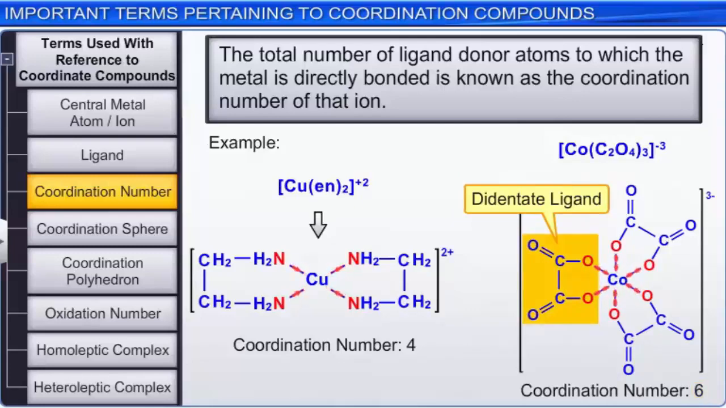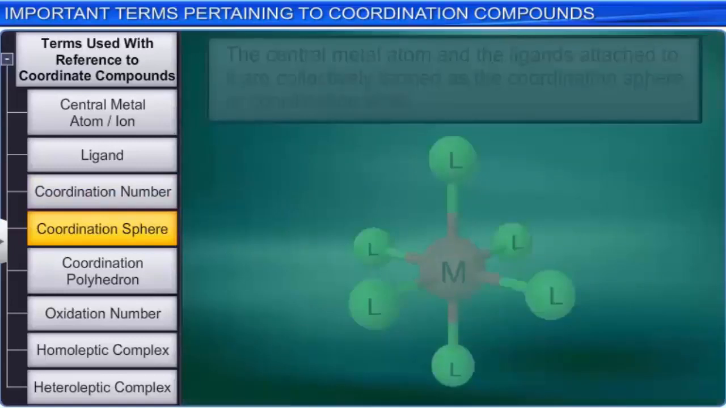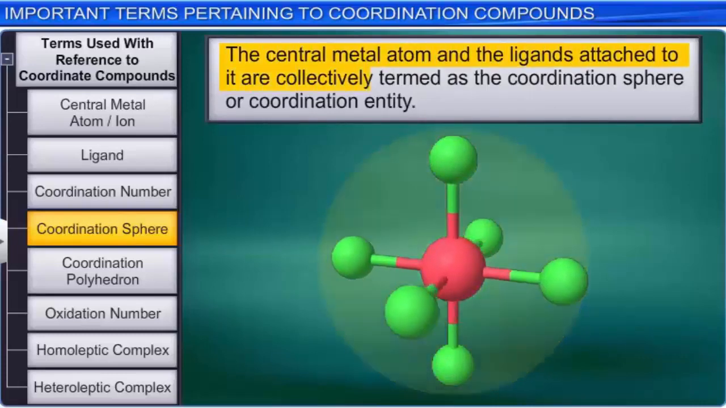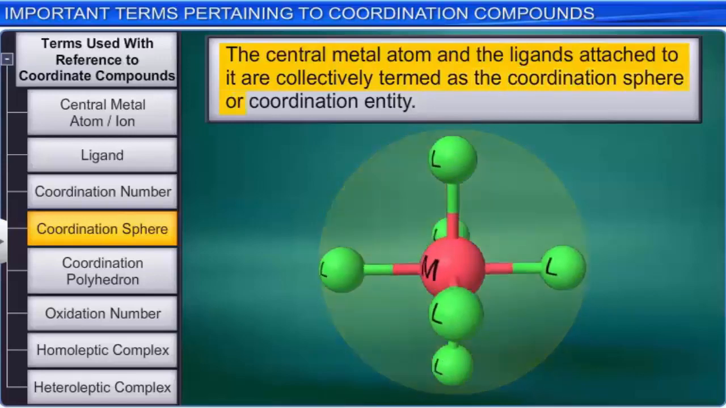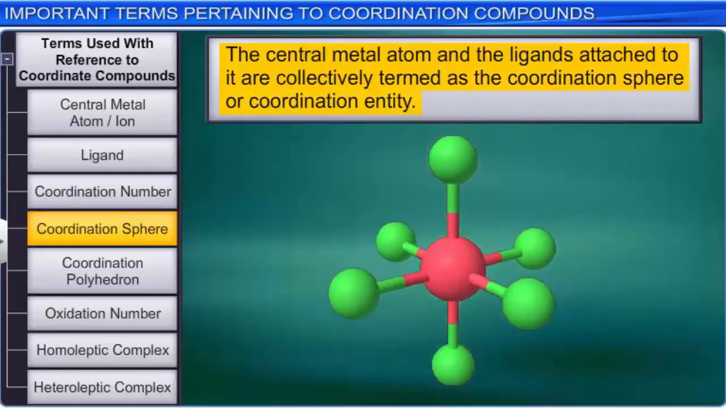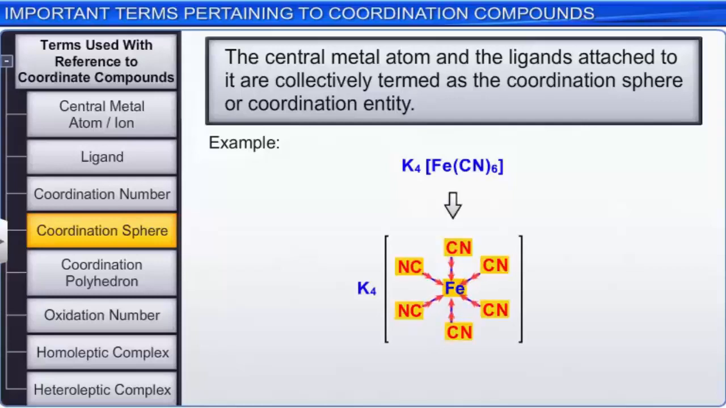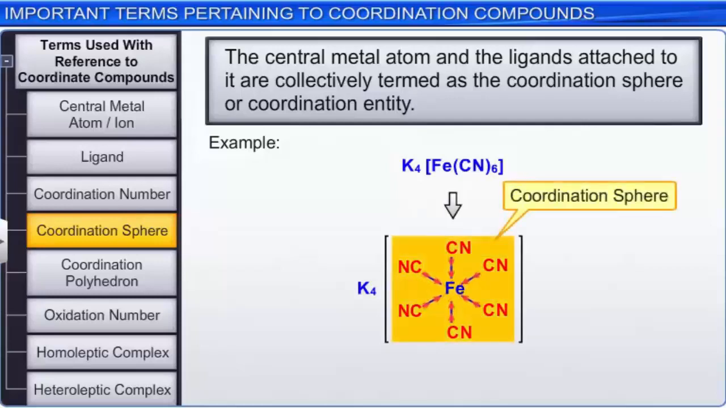Coordination entity or coordination sphere is a common term we use with reference to complexes. The central metal atom and the ligands attached to it are collectively termed as the coordination sphere or coordination entity. For example, in the complex K4[Fe(CN)6], Fe, along with the 6 cyanide ligands, is the coordination sphere.